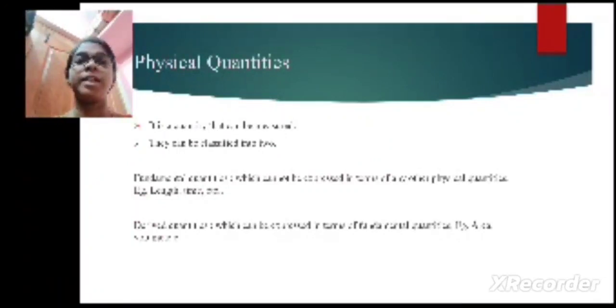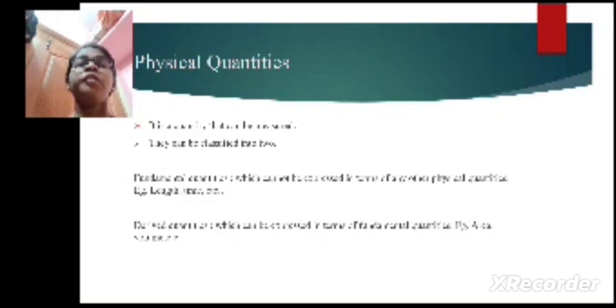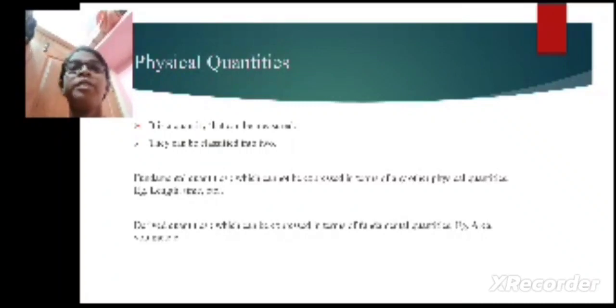Then what are physical quantities? It is a quantity that can be measured. They are classified into two: fundamental quantities and derived quantities. Fundamental quantities are quantities which cannot be expressed in terms of any other physical quantities, that is length, time, mass, etc. Derived quantities are the quantities that can be expressed in terms of fundamental quantities. Examples are area and volume. If we take the area of a rectangle or a square, we write it as L into B. Length is a fundamental quantity and breadth is also a fundamental quantity. So we can write derived quantities in terms of fundamental quantities.